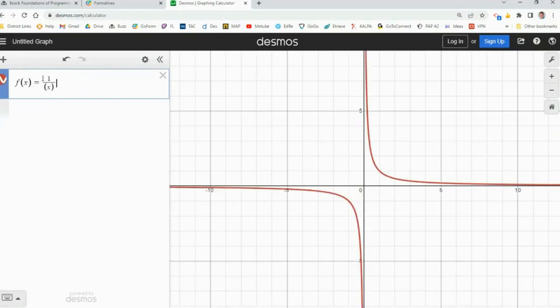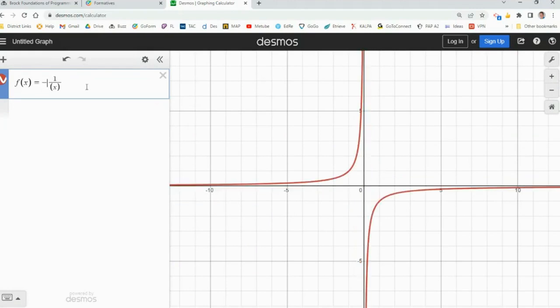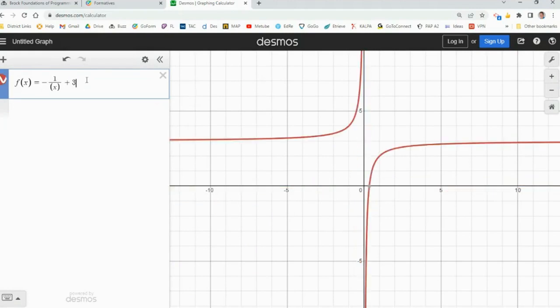The very first thing that happens is that it does reflect over the x-axis. I'm going to put that negative on there. Then it moves up to 3. So it's not a true reflection, but it does reflect downwardly. It turns it over. It flips it upside down. But we say it reflects over the x-axis in our notes here.